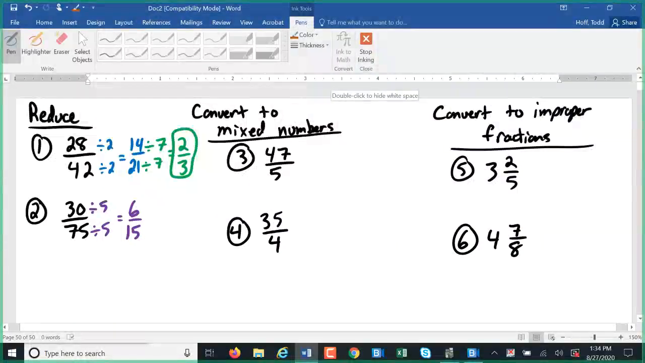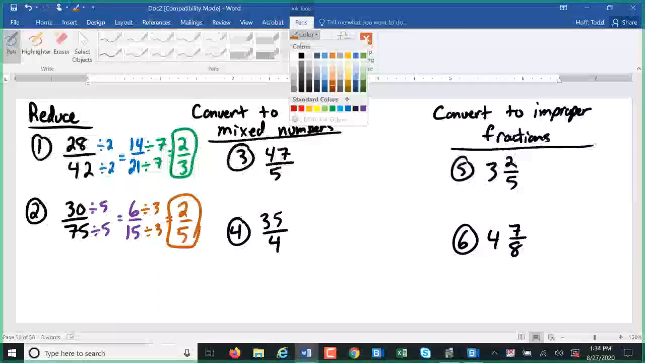Now at this point, again, with the smaller numbers, it might be a little easier to see that both of those can be divided by 3. 6 divided by 3 is 2. 15 divided by 3 is 5, giving us 2/5. Any questions on those first two?